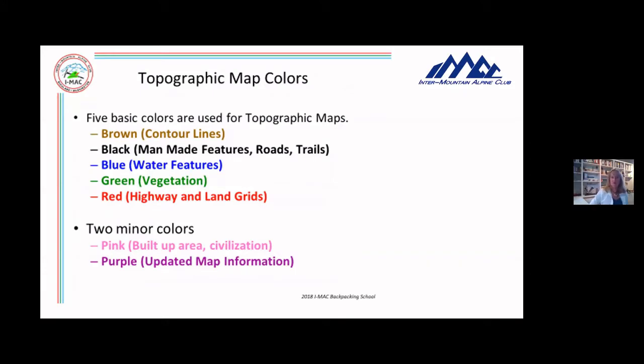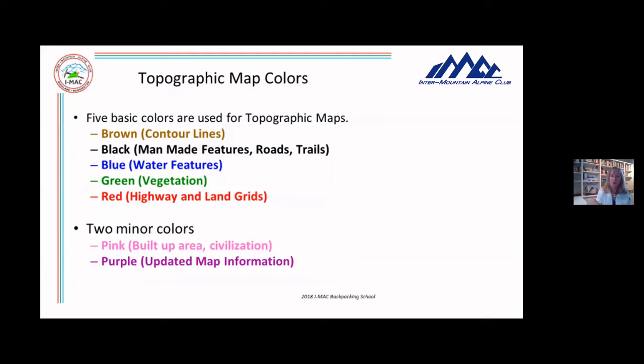Topographic map colors. There are 5 basic colors. Brown. Brown is used for the contour lines. The contour lines are the lines of equal elevation, and I'll show you that in a little bit. Black are man-made features such as roads and trails.